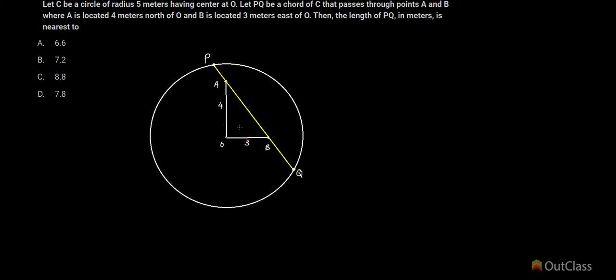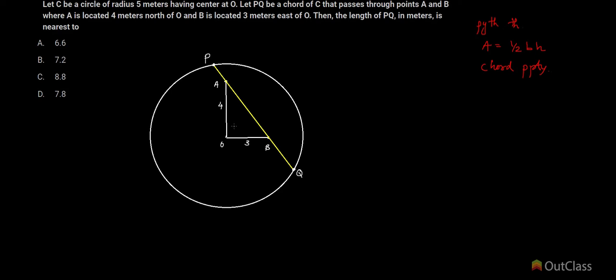We have a 4 and a 3. We know that this is 5. What is PQ though? That's the question. What all do we need to solve this? Obviously we will need the Pythagoras theorem. We need the area formula of a triangle. We need a certain chord property of a circle.